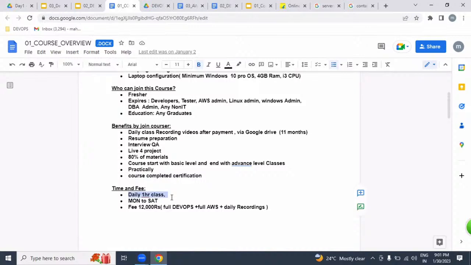Freshers can apply and join this course. People with experience can also join. Any graduate, like BSc computers, MBA, BTech, MCA, can join this course. So, after joining this course, these are all the benefits, guys, please.